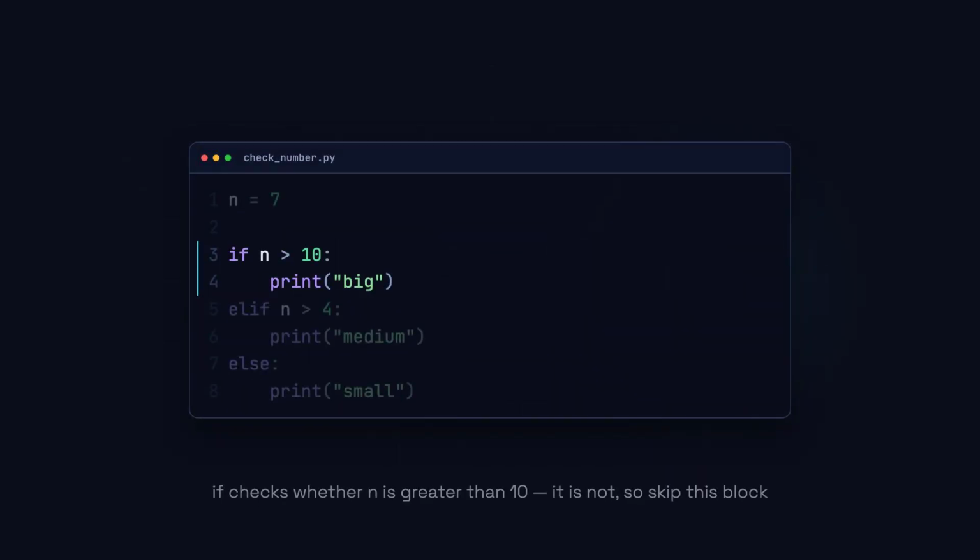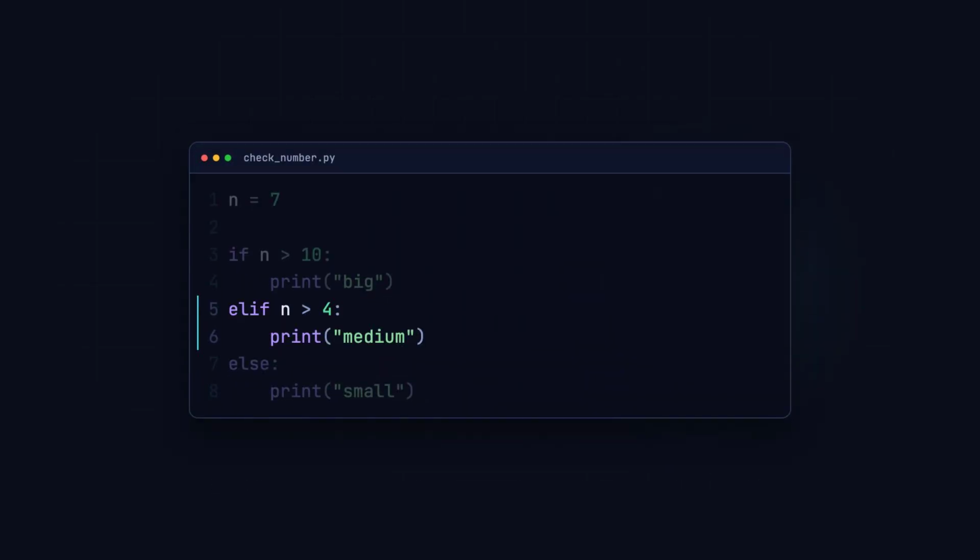Python reaches the if and asks, is n greater than 10? 7 is not, so this block is skipped entirely and Python moves on. Next, elif asks, is n greater than 4? 7 is greater than 4, so Python runs the indented block and prints medium. The else block is never even looked at.